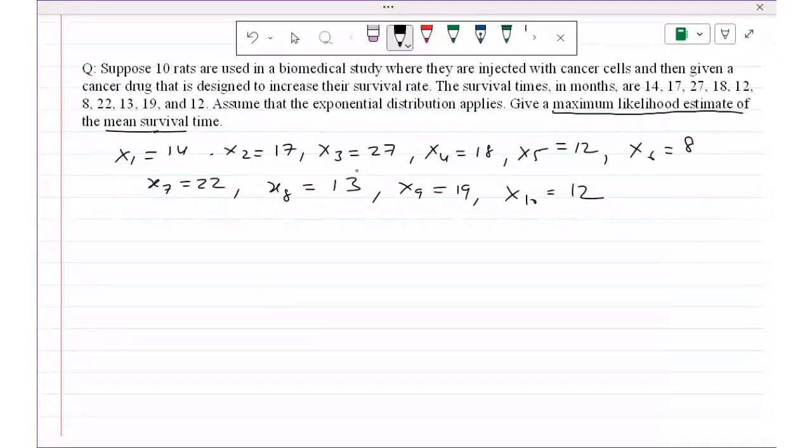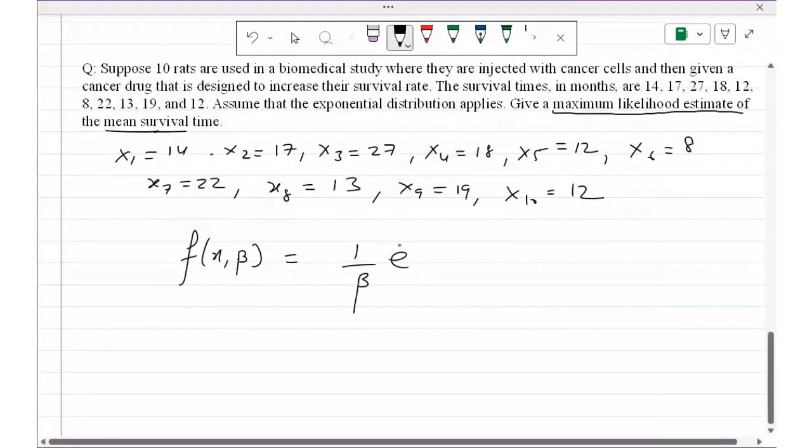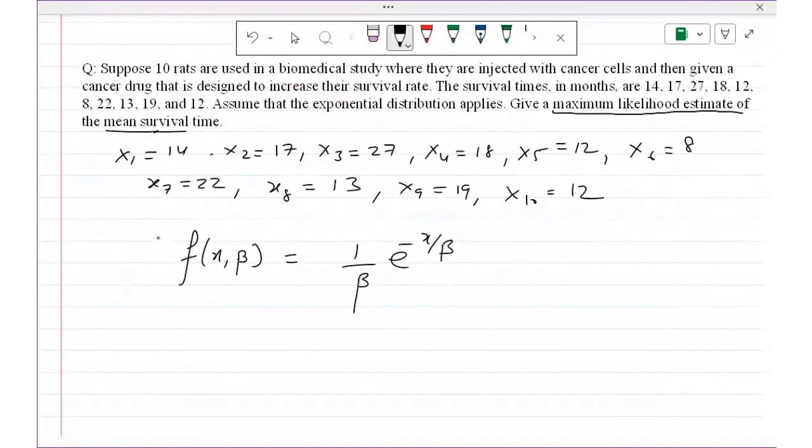Okay, first of all, what is the exponential distribution? What is the density function of the exponential distribution? In the exponential distribution, there is only one parameter, which is beta. The formula is 1 upon beta e power minus x upon beta. Everybody is remembering this? So the density function is 1 upon beta e power minus x by beta, and this is only for positive values of x. Otherwise, it is 0.